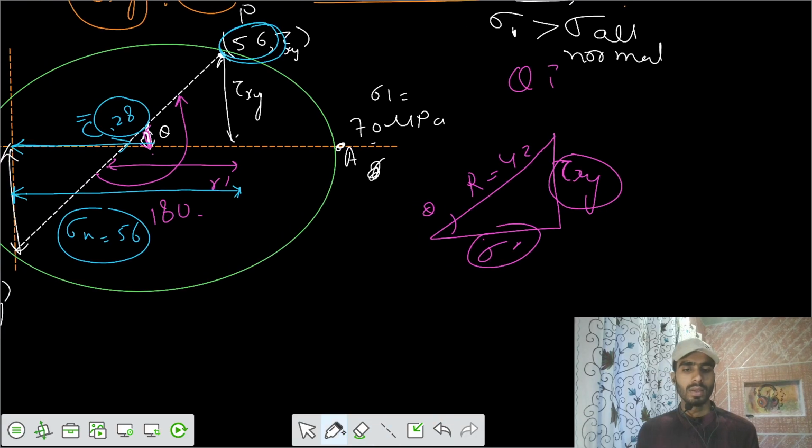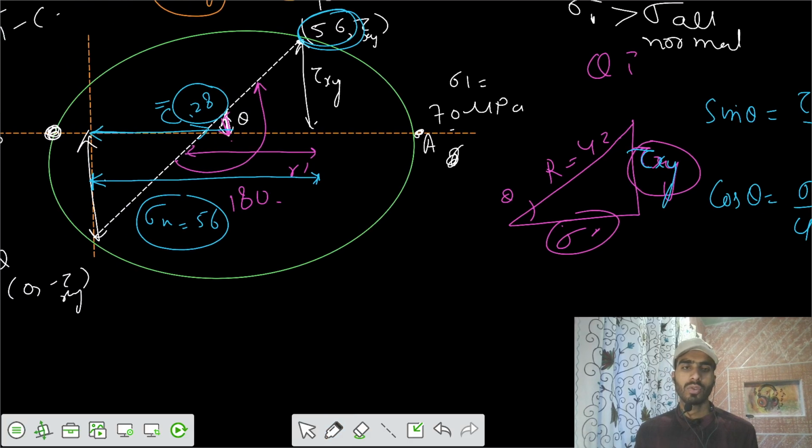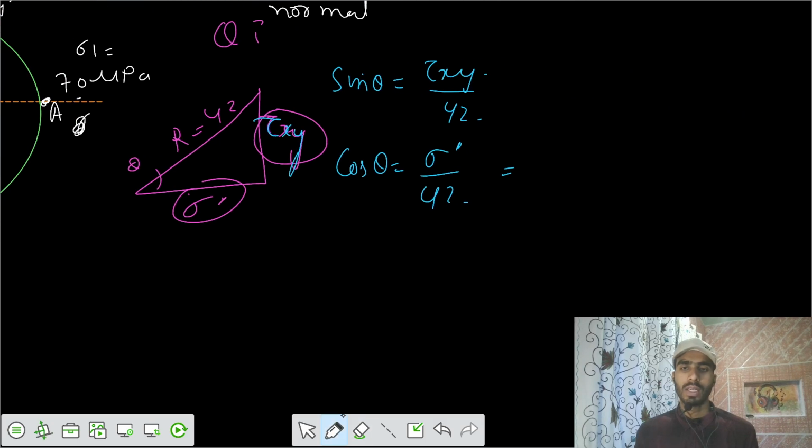So if I want the value of tau xy, I would say sine theta equals tau xy by 42. But I don't know the value of theta. One thing I do know is cos theta, that is sigma dash by 42. So sigma dash is the difference, 56 minus 28, over 42. That means your theta value equals that 2 theta.